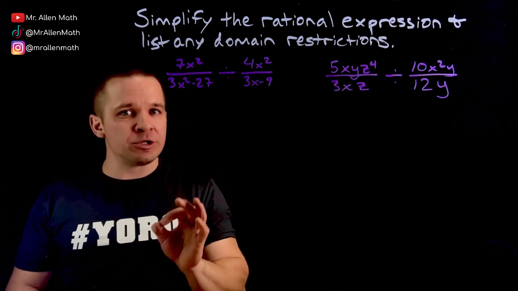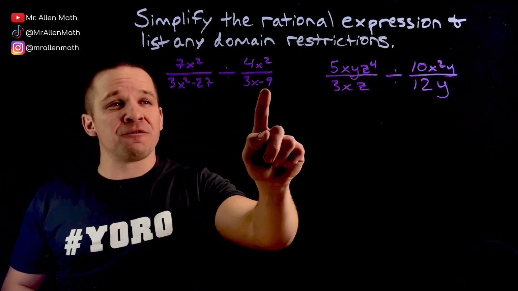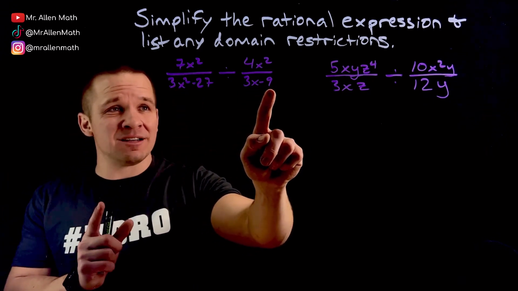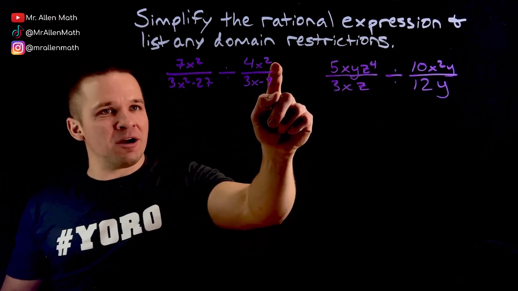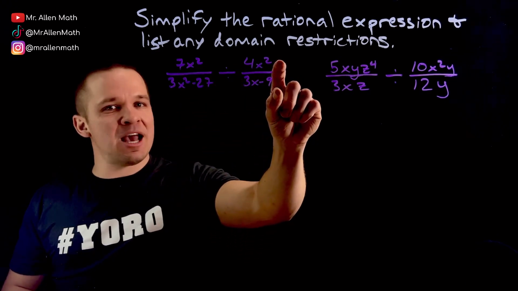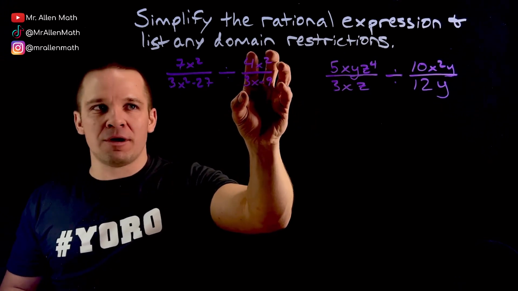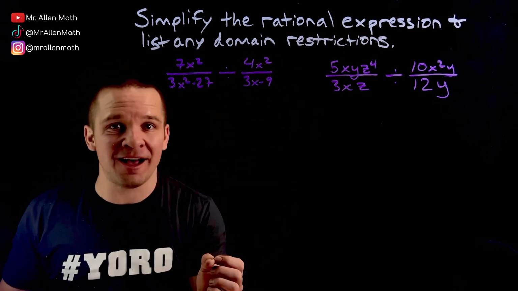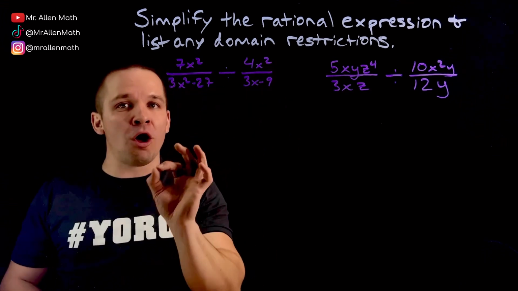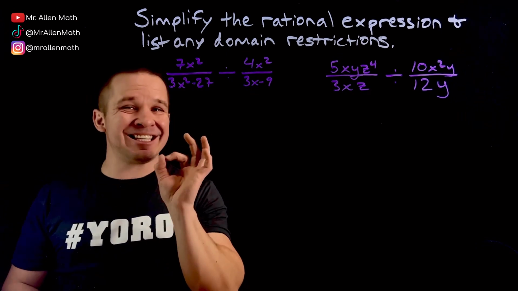But here's the thing. With domain restrictions, I've got to look out for 0 in this denominator. I've got to look out for 0 in this denominator. And I've got to look out for 0 in this numerator, because if I'm dividing by this guy right here, I can't be dividing by 0. So if this numerator is 0, then this whole fraction is 0, and then I'm dividing by 0. That's undefined. So all three of those play into my domain restrictions for division. That's the key difference there.